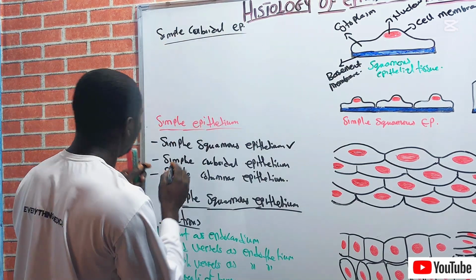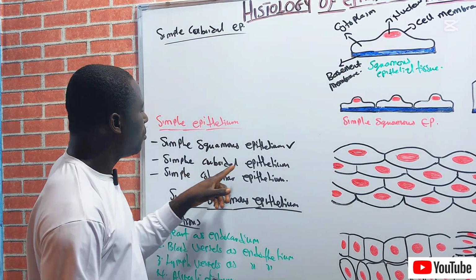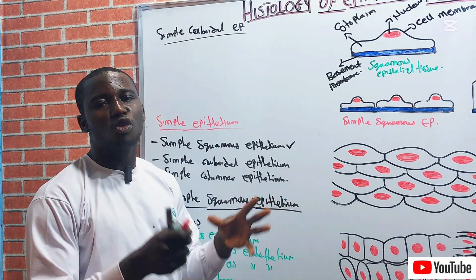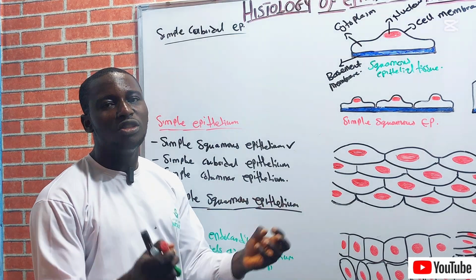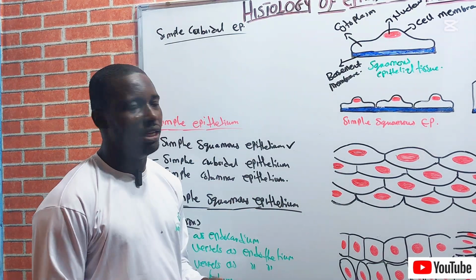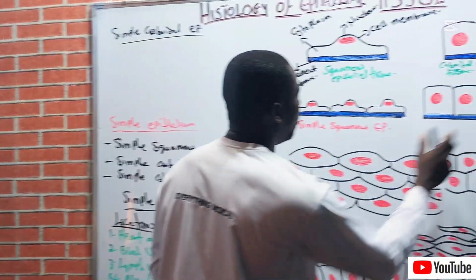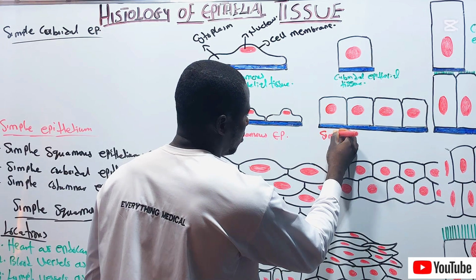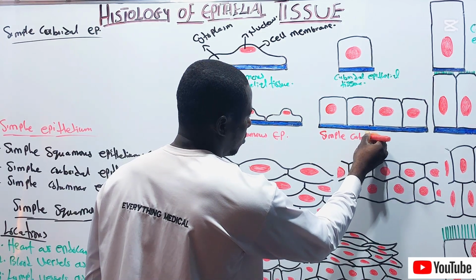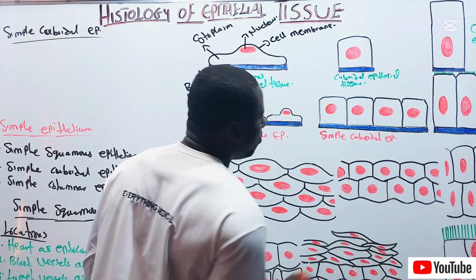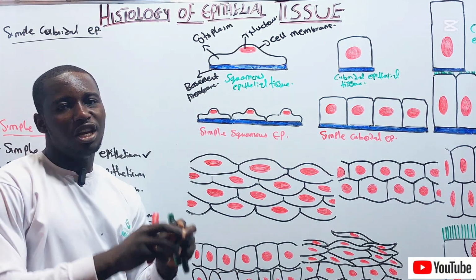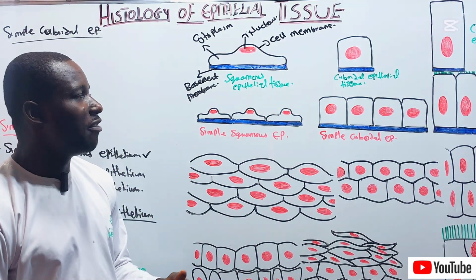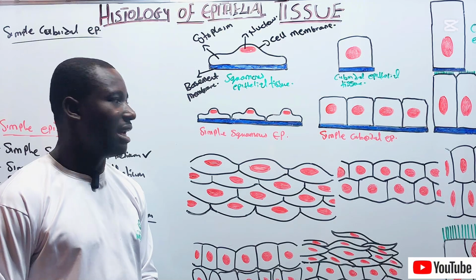Simple cuboidal epithelium. The simple cuboidal epithelium is a type of epithelium that has a single layer of cube-like cells that are closely fit together on a basement membrane. Now, this is a simple cuboidal epithelium. They have a cube-like cell appearance that are closely fit together, you get?